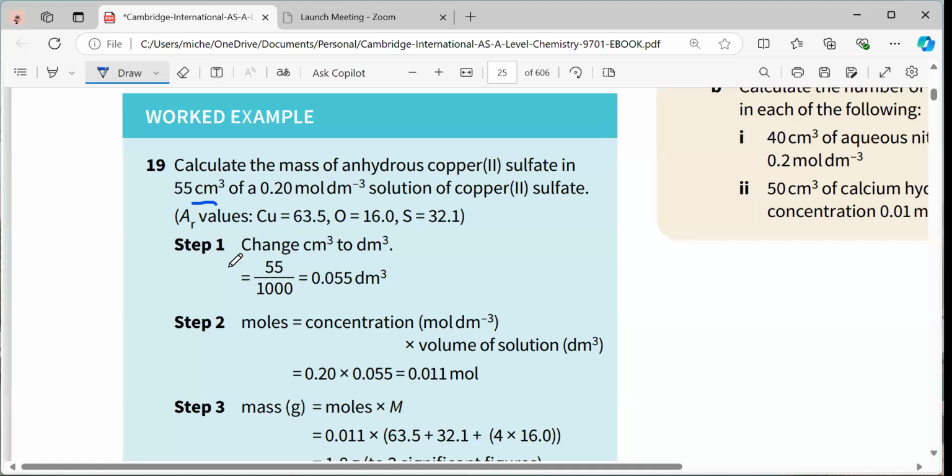First of all, we need to do something about what we already know. We already know the volume right here, so we need to change that. 55 will be divided by 1,000. Then we get 0.055 decimeter cube.